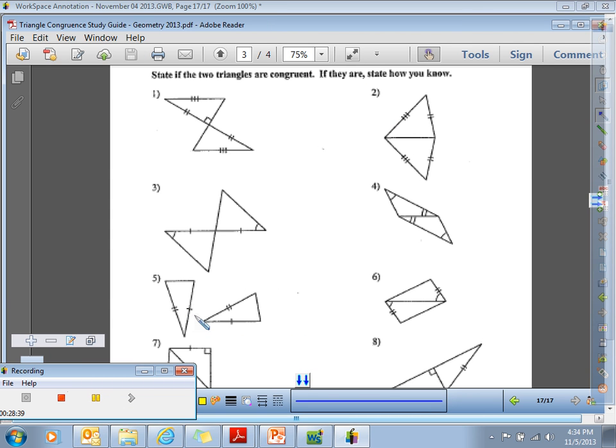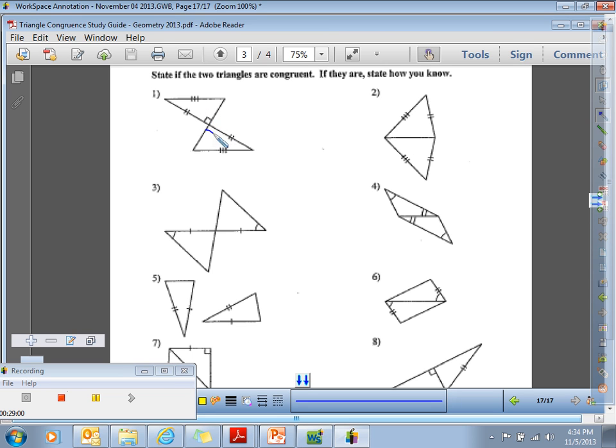Okay, 1 through 6 here with proving triangles congruent. I'll go through these rather quickly. We've practiced this a lot in class. You've got to make sure you can understand and look for the important parts in order to prove that they are congruent. Okay, number 1, I see that this is congruent to this, and that's congruent to this.